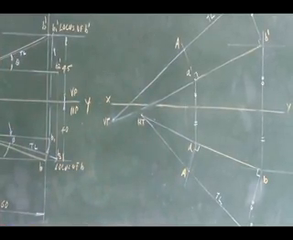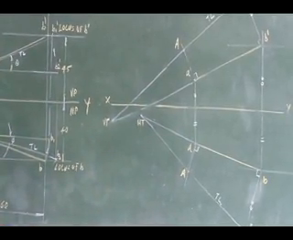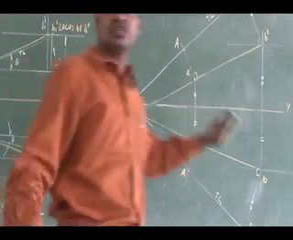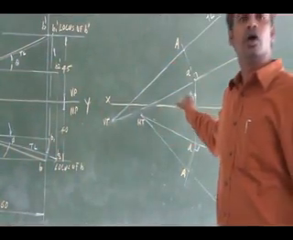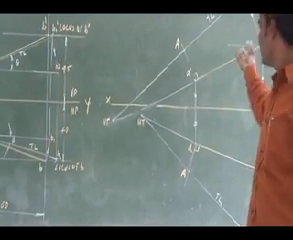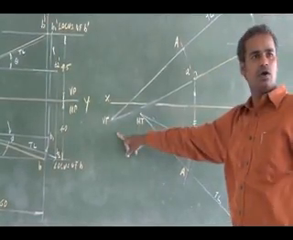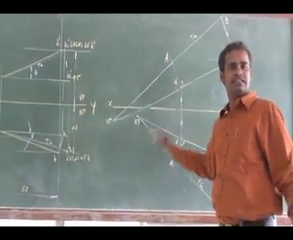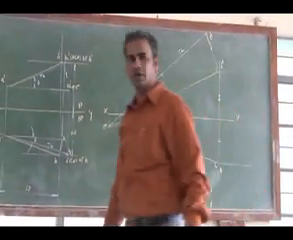Right. So this is how I can mark the horizontal trace 25. Once you have the final projection, using the trapezoidal method, I can draw it as it is. I can get the true length, I can draw the vertical trace and the horizontal trace.